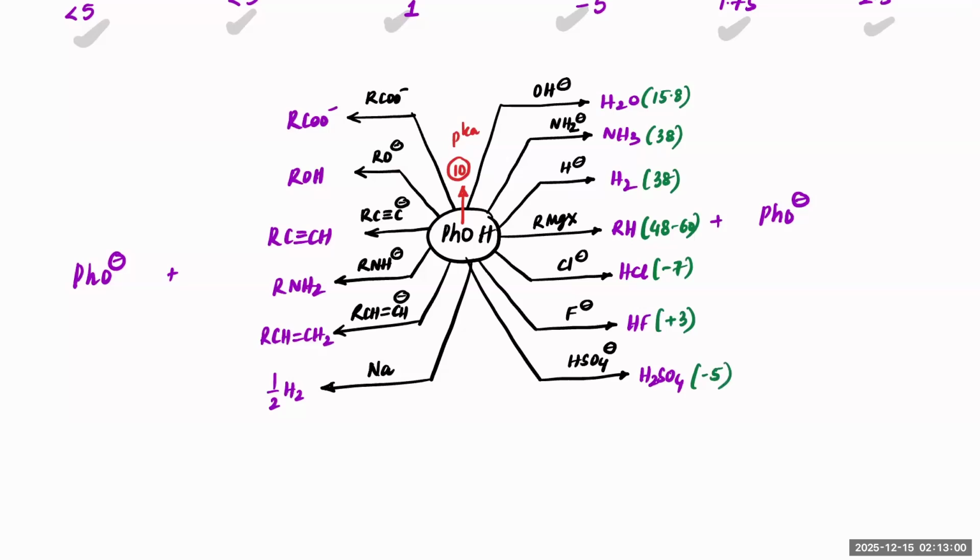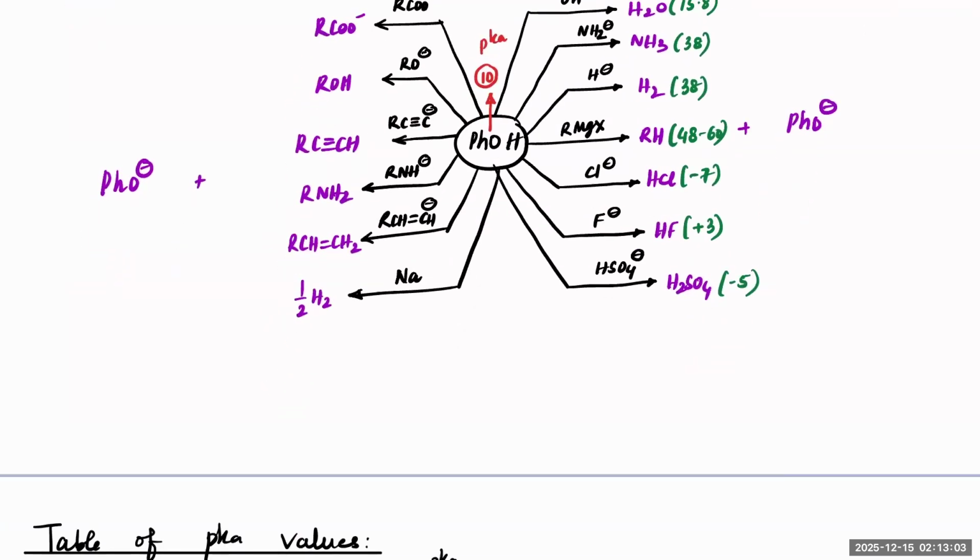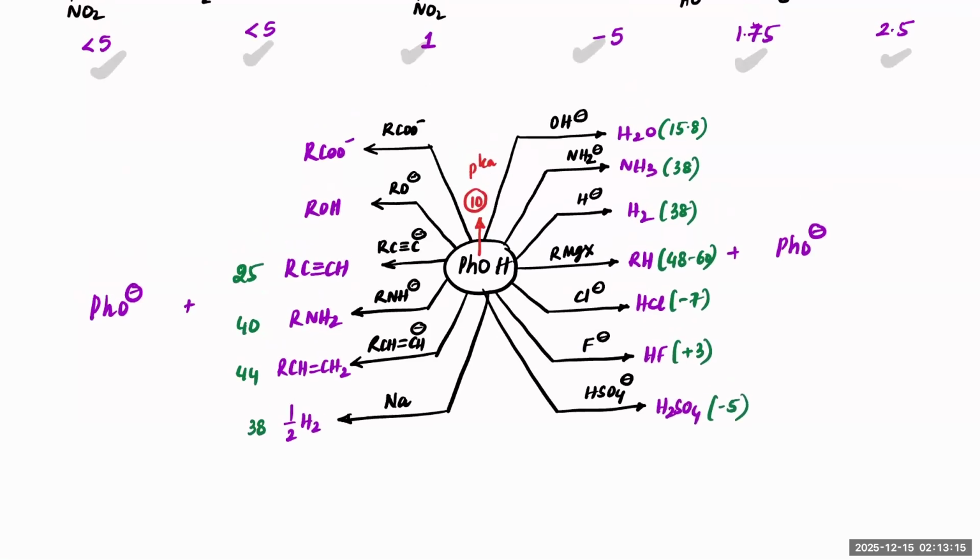Next, here H2 is also 38, this is 44. Amines are also around 40s, and acetylene is around 25. Alcohol is around 18 to 20, and RCO minus will give RCOOH, which is between 4 to 5.